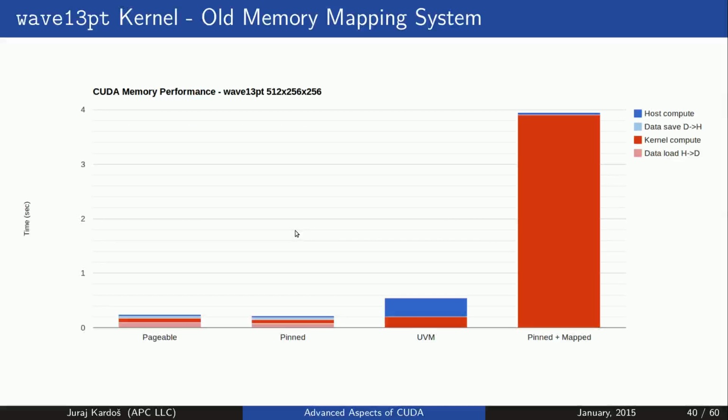However, the unified virtual memory still performs better than old memory mapping system known as zero-copy memory. In this case, memory is always present in the pinned host memory. If kernel uses such memory and requests access to some portion of it, data are always transferred from host, even if requested multiple times from kernel.